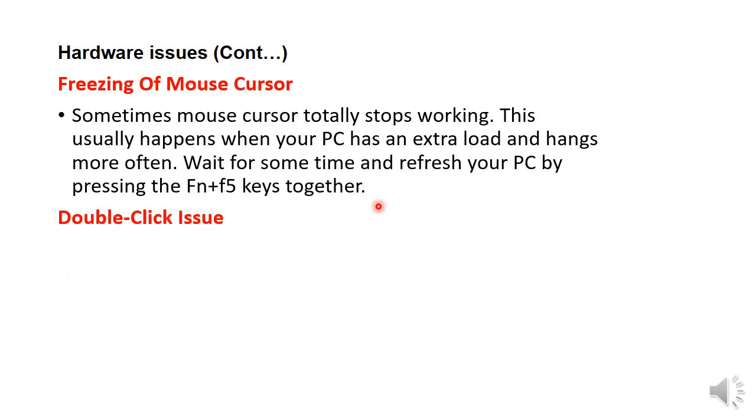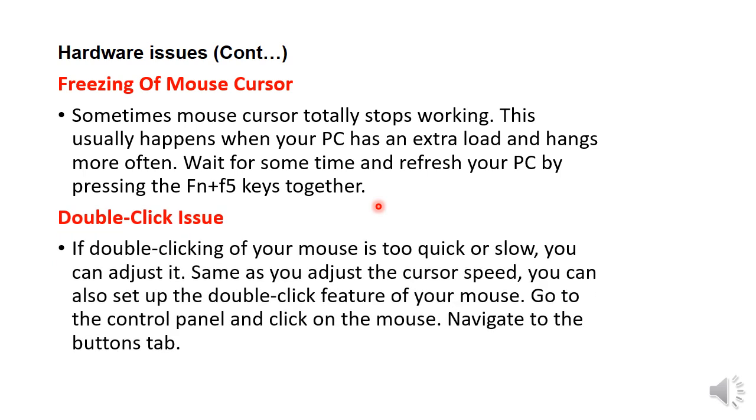Double click issue. If double clicking of your mouse is too quick or slow, you can adjust it. Same as you adjust the cursor speed, you can also set up the double click feature on your mouse. You can open the control panel and solve this issue.